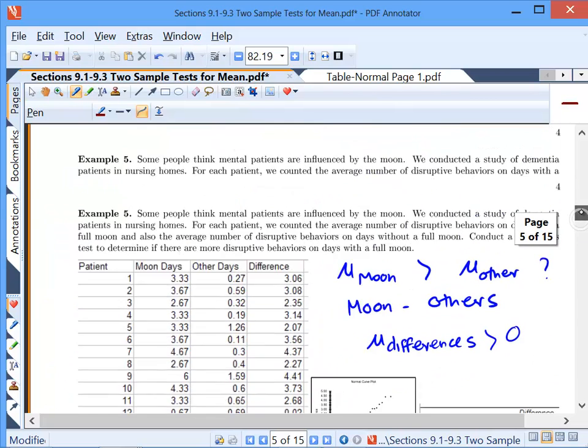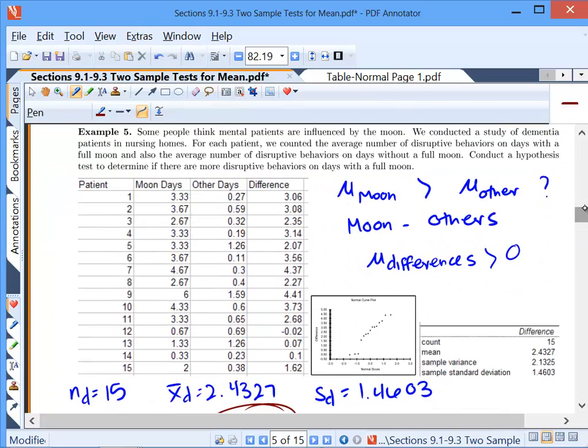And so we know it's statistically significant. So we just showed that we had extremely strong evidence. And if you want to look at practically significant as well, our mean is 2.4. So these mental patients are having an average of like 2.4 more episodes on moon days, which seems to me like a fair amount. So that's probably practically significant as well. When the high is 3 or 4, being 2.5 higher seems like quite a big deal.